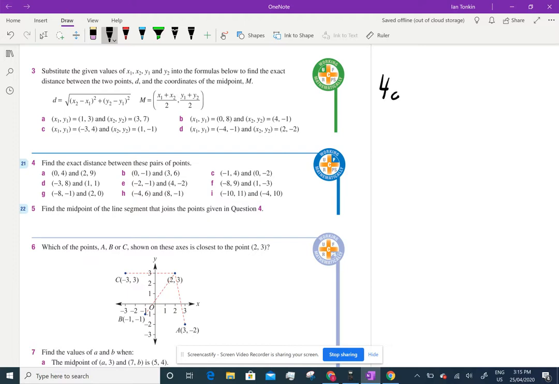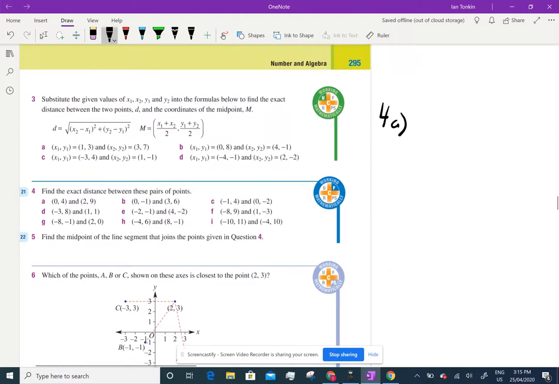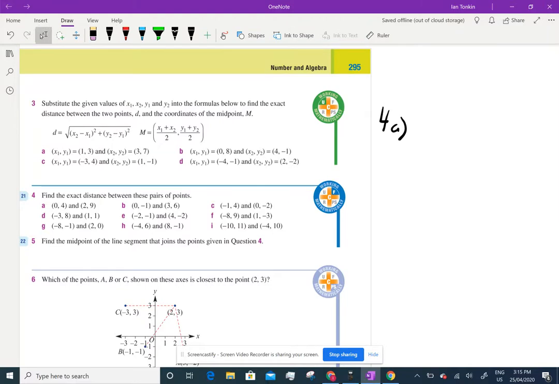So here's 4A. Now, my first thing that I think you should do is write the coordinates above each other. So what have we got? 0 and 4 and 2 and 9. Now, there's a reason why I want you to do that, because it means that your x's line up and your y's line up above each other. And because we're going to do subtraction, making sure we keep the order is important.